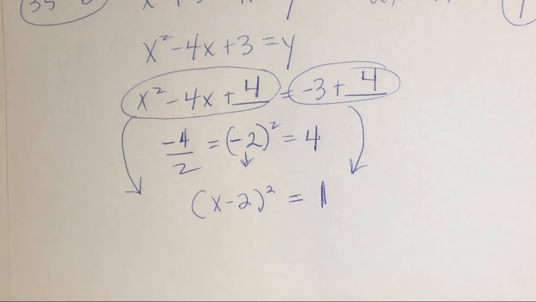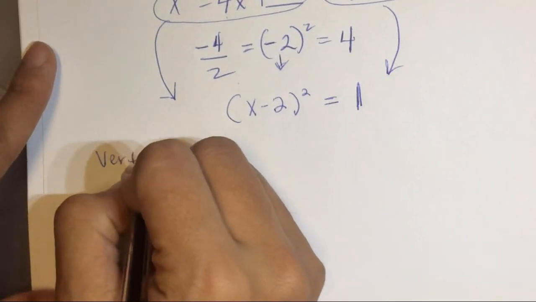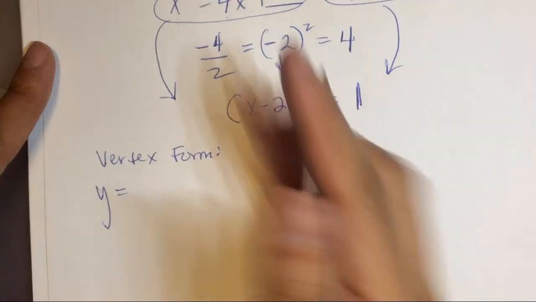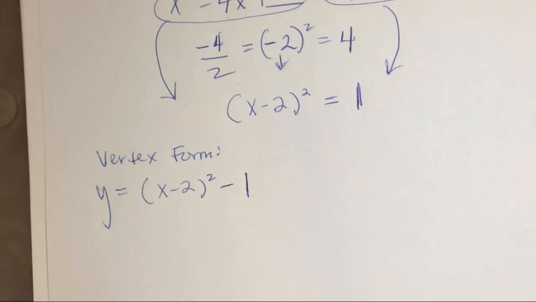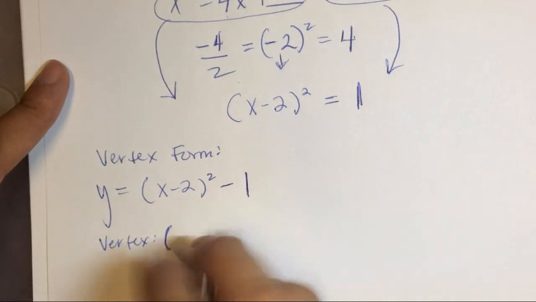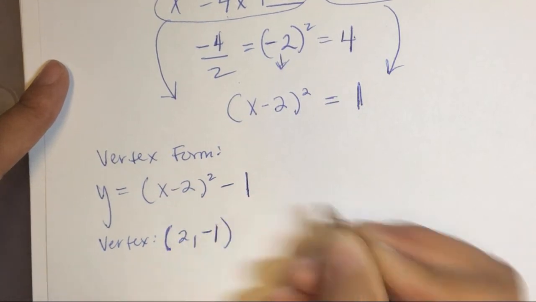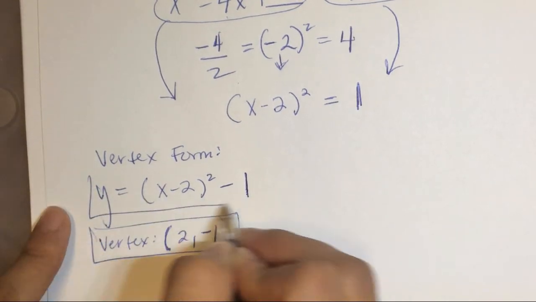So now I can rewrite this in vertex form. If I stick my y back there, I'm going to move everything to one side. I get x minus 2 squared minus 1. That's vertex form. So my vertex would be the opposite of this. The opposite of negative 2 is 2, and then whatever this is, negative 1. That's your vertex. So that's the first part. Found my vertex form and then the vertex.